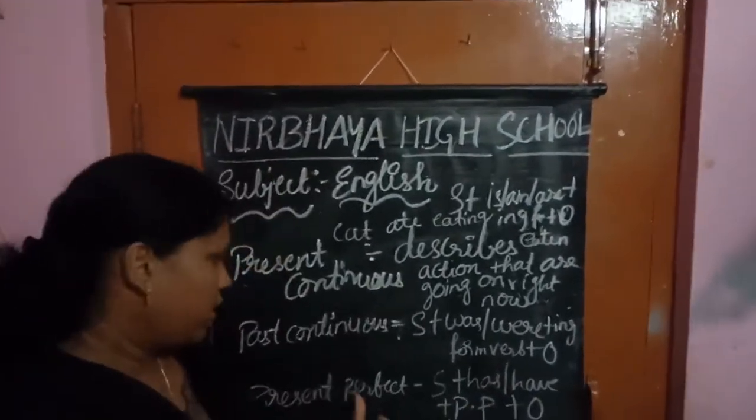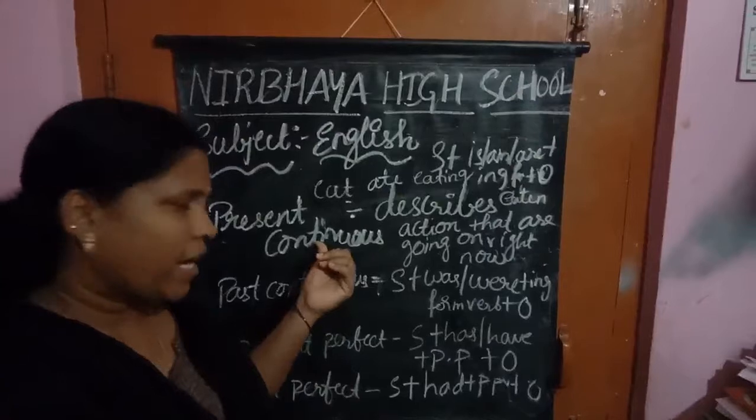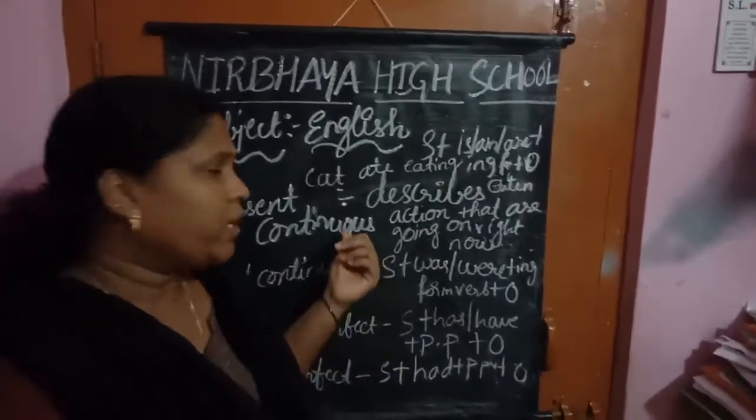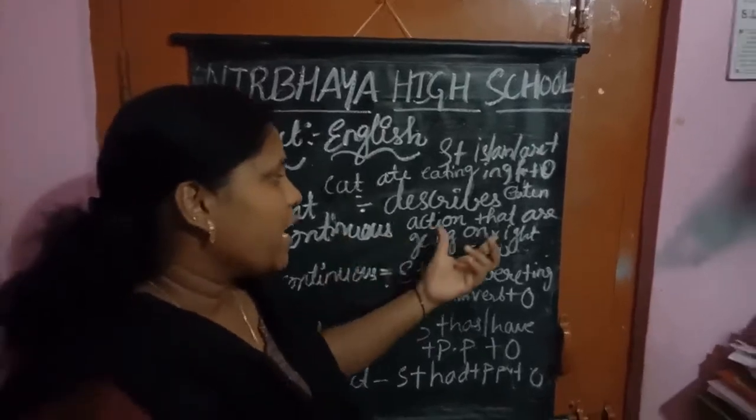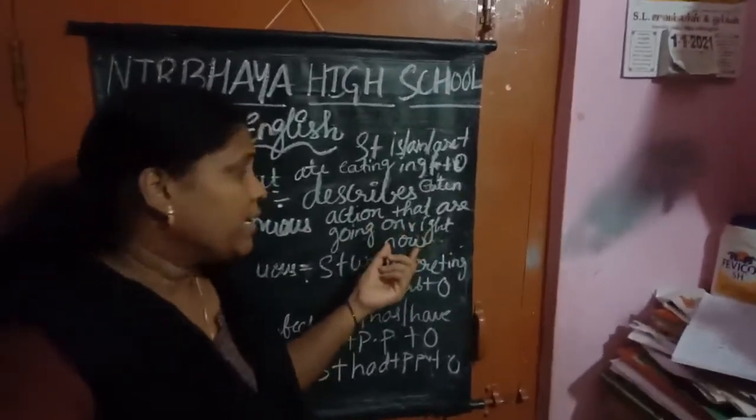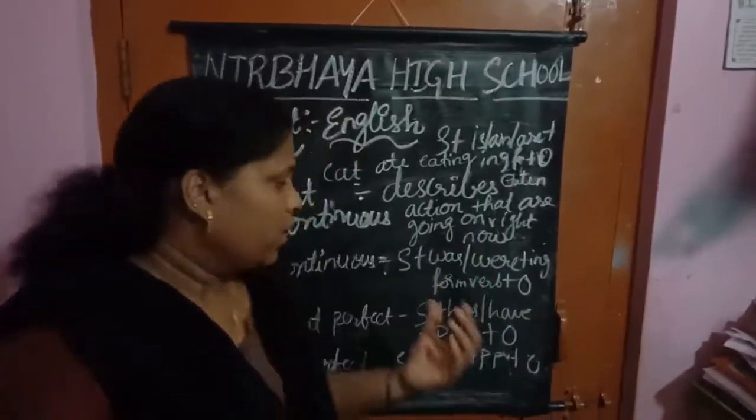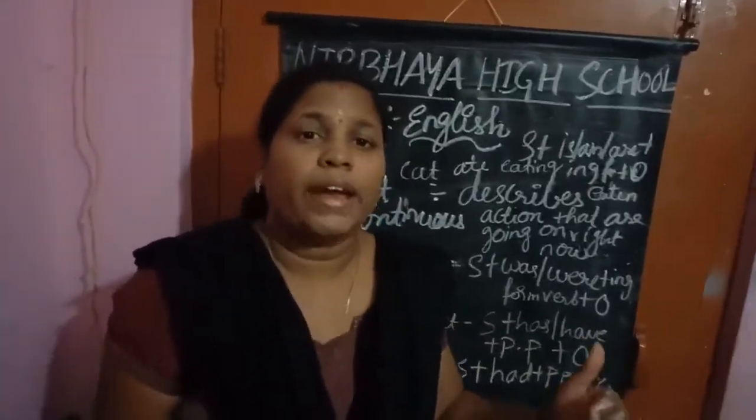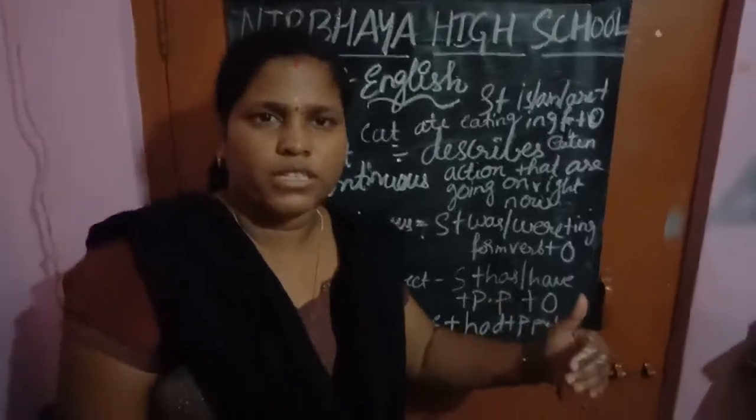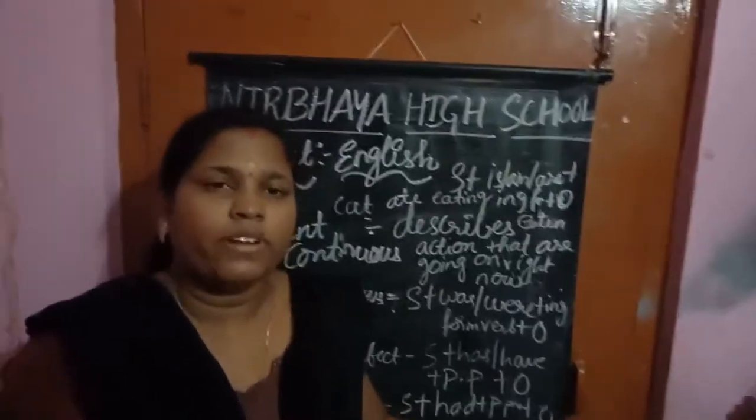See here, children, we have completed present continuous and past continuous. What is the difference between present and past continuous? Present continuous describes the actions that are going on right now. Past continuous describes the action which was done at that time, already finished. Yes, children, that we will tell.